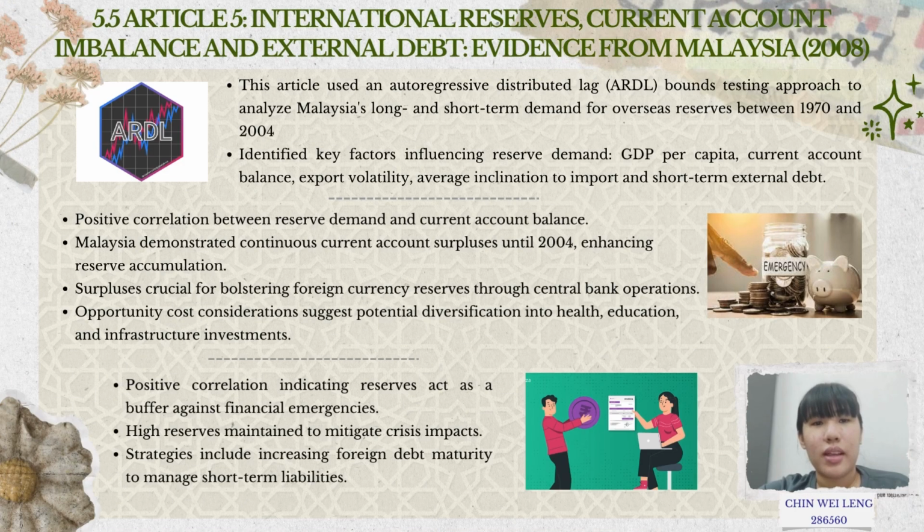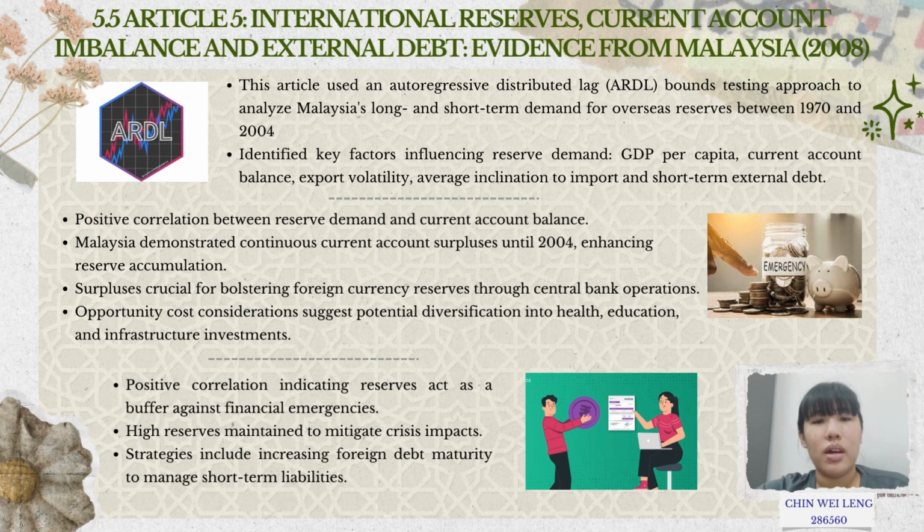Next, the fifth article is titled International Reserve, Current Account Imbalance and External Debt: Evidence for Malaysia, in 2008. The article analyzes Malaysia's demand for overseas reserves between 1970 to 2004 using an autoregressive distributed lag, ARDL, bounds testing approach. Key factors influencing the reserve demand include GDP per capita, current account balance, export volatility, average propensity to import, and short-term external debt.